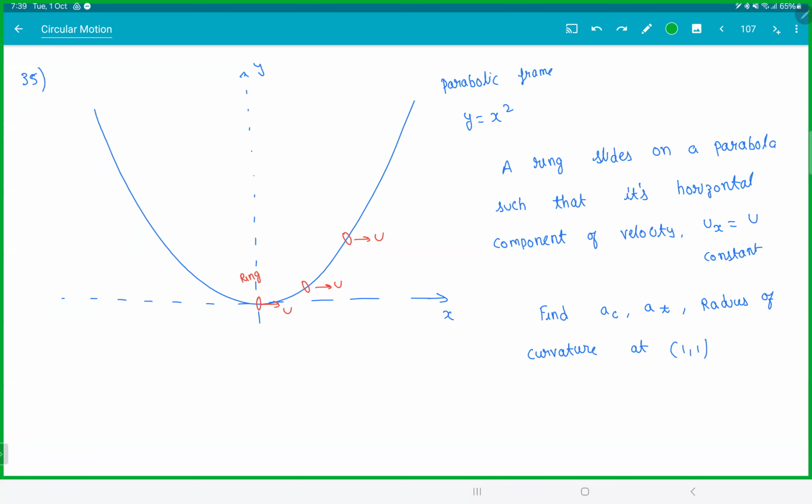Acceleration is found. If I know acceleration, can I divide acceleration into perpendicular to velocity and parallel to velocity? Then you get a centripetal and a tangential. I think now something must have clicked. Try. I'll give you a minute again.